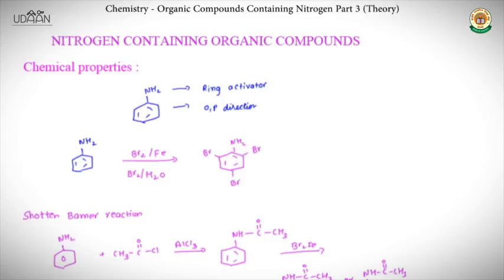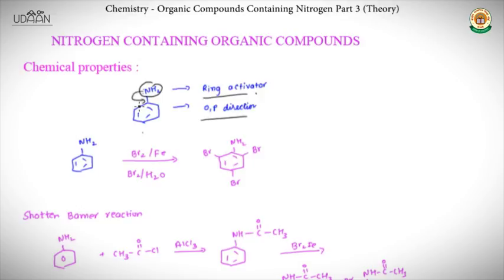Now that we are done with the reactions with aliphatic compounds mostly, now let us see the particular or specific reactions with aromatic compounds. In the aromatic compounds, mainly we'll be dealing with aniline. First, let us see what are the properties of this. You know that this NH2 is a ring activator group and ortho para director group. This is because this nitrogen donates lone pairs to the ring.